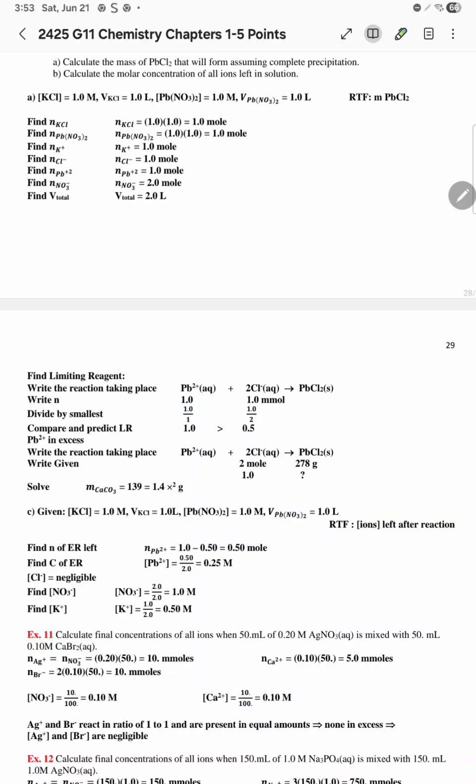You write the reaction because you're making Pb2+ and Cl minus, both aqueous, and it makes PbCl2, which is a solid precipitate. We know this because of the solubility rules. Again, only lead and silver always make a precipitate with bromide, iodide, and chloride.